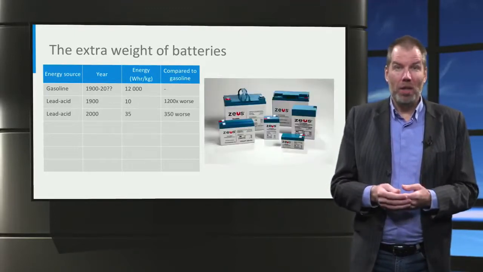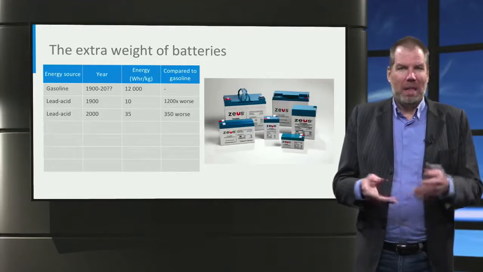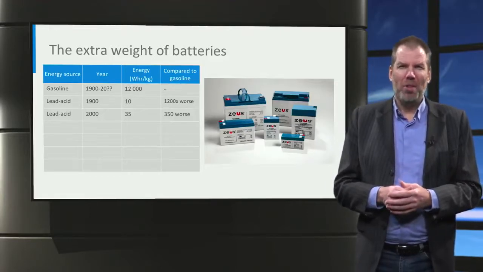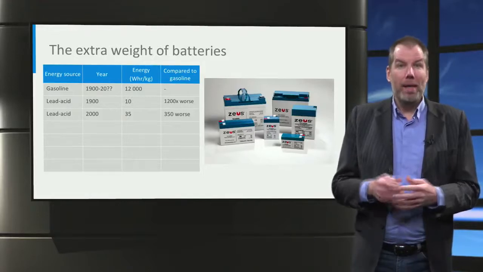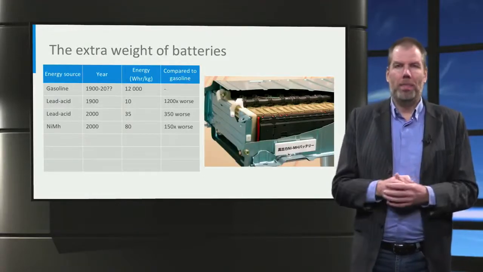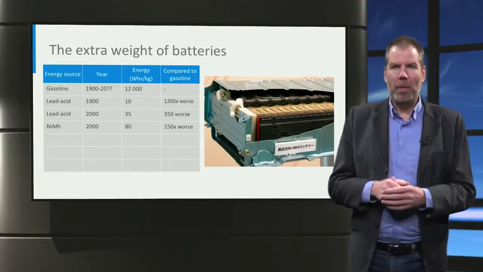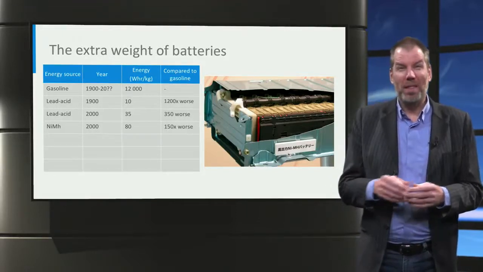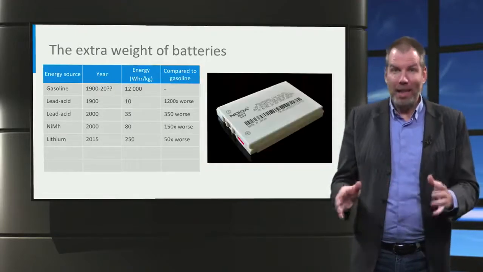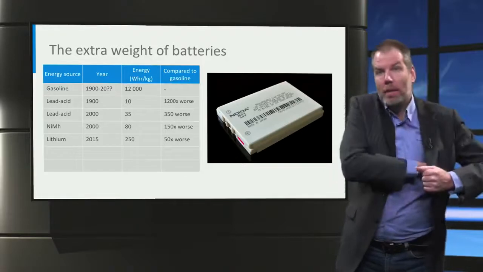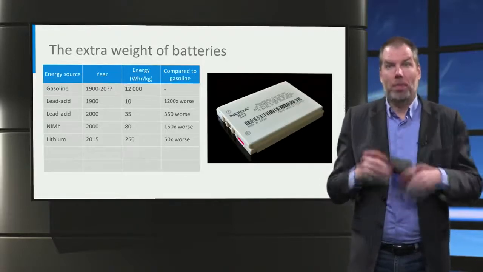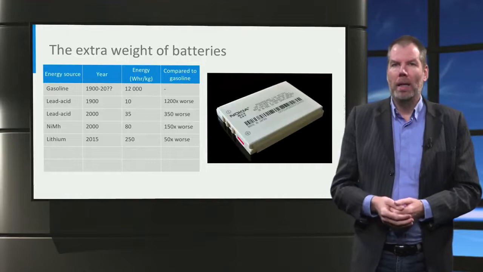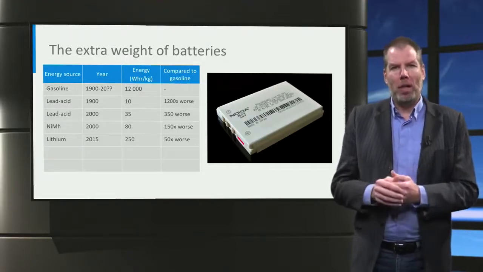A lead-acid battery at the end of the last millennium was better, at say around 0.035 kilowatt-hour per kilogram, but it's still about 350 times worse. And a nickel metal hydride battery, NiMH of course, available at the turn of the new millennium, stores about 0.08 kilowatt-hours. This is still 150 times less. But then people woke up, primarily because they needed lighter batteries for cell phones, laptops. And now a lithium battery, as produced by Tesla Gigafactory, for example, has about 0.25 kilowatt-hour per kilogram, still 50 times worse.